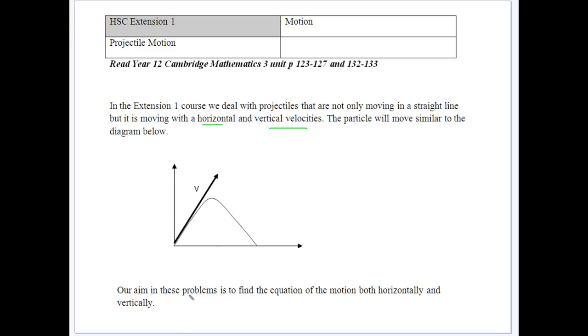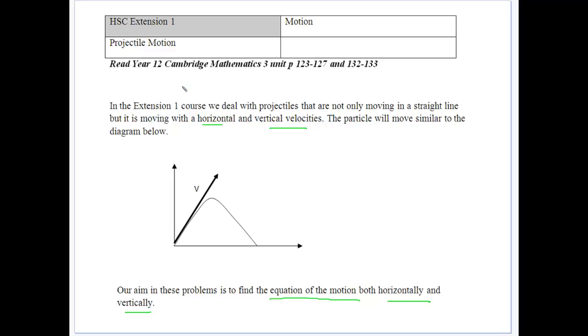Now, our aim with these is to get equations of the motion that exist both horizontally and vertically. But then we can also link it back up to our Cartesian plane and put it in terms of x and y. For something to be moving in this type of motion, what does it need? Well, it needs some sort of velocity to be starting off with. It needs some sort of angle, obviously, that it needs to be projected at. So that all comes into play to find these motions.